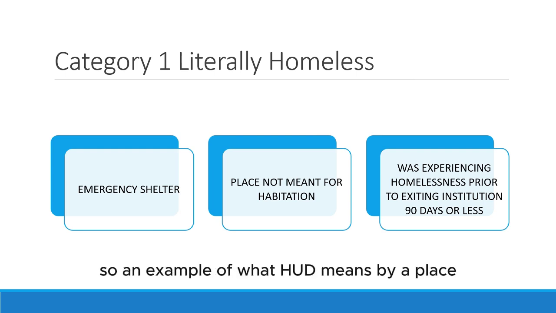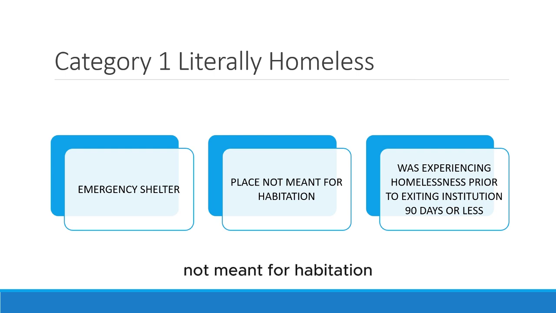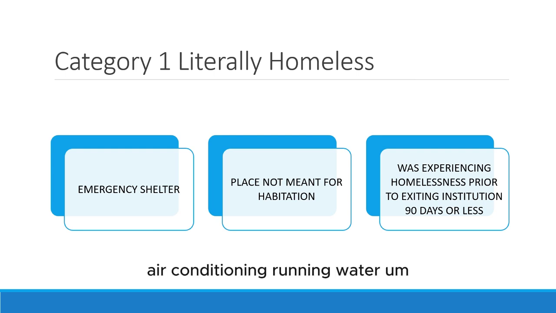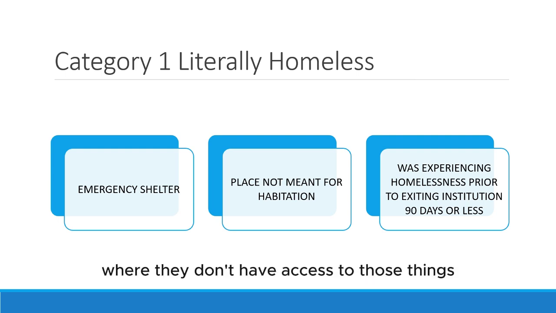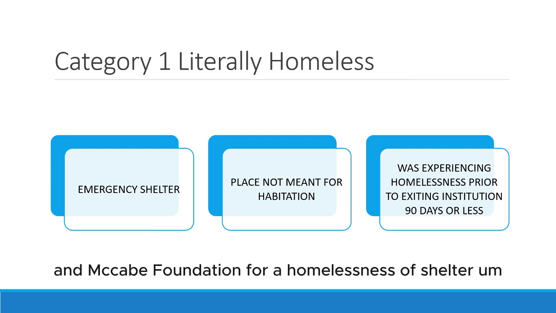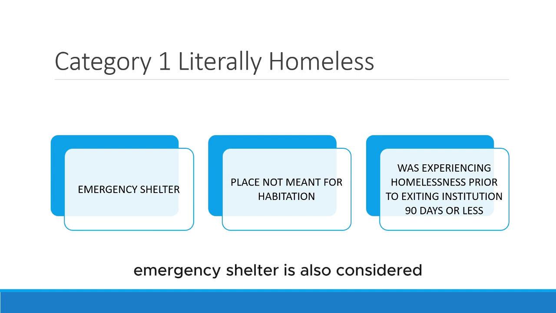So an example of what HUD means by a place not meant for habitation, this can be someone who is living in a car, a vehicle, sleeping outside. This can also be someone who is living in a place where they don't have access to utilities like heat, air conditioning, running water. So like living in a garage or an abandoned building where they don't have access to those things. And then examples of emergency shelter in our COC would be like the Arch, Salvation Army, McCabe, Foundation for a Homelessness Shelter. And so anyone who's staying in an emergency shelter is also considered literally homeless.